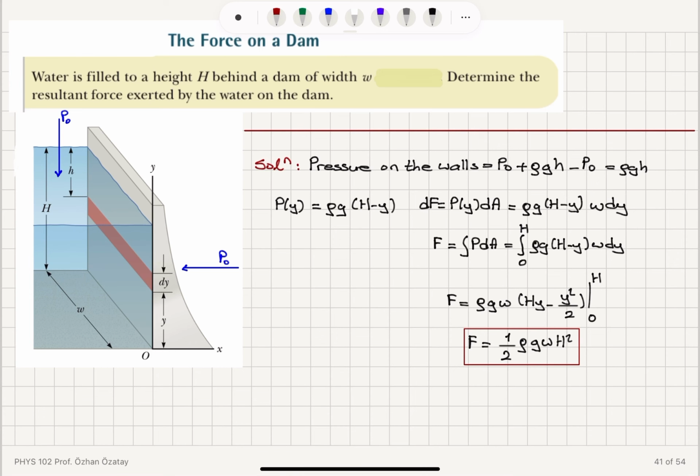So the pressure difference: we see P0 plus rho g (H minus y) appearing on the left side, P0 appearing on the right side. So the net pressure is rho g (H minus y), multiplied by the area W times dy, which gives us the incremental force that we see on this side of the wall. And by integrating this force P dA for y varying between 0 and capital H, we calculate the total force F, 1/2 rho g W H squared.